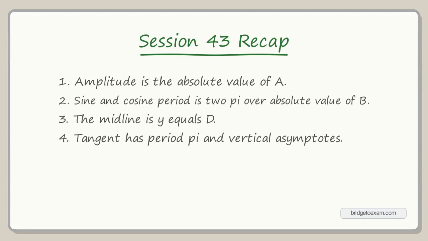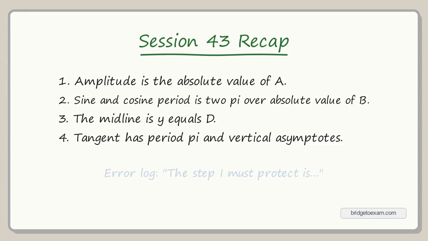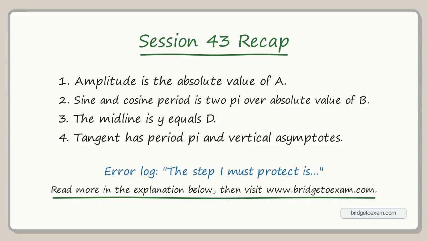Let's recap. Amplitude is the absolute value of a. Sine and cosine period is 2 pi over absolute value of b. The midline is y equals d. Tangent has period pi and vertical asymptotes. Before moving on, write 1 sentence. The step I must protect is.